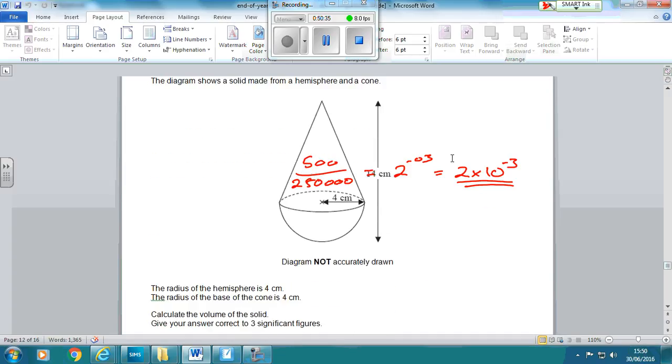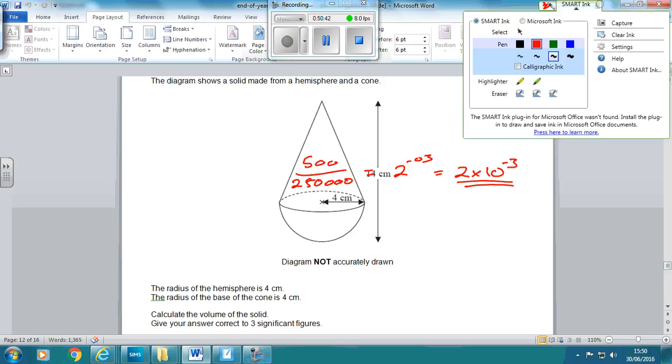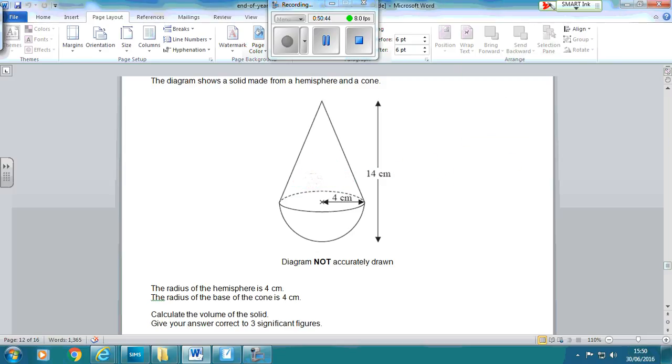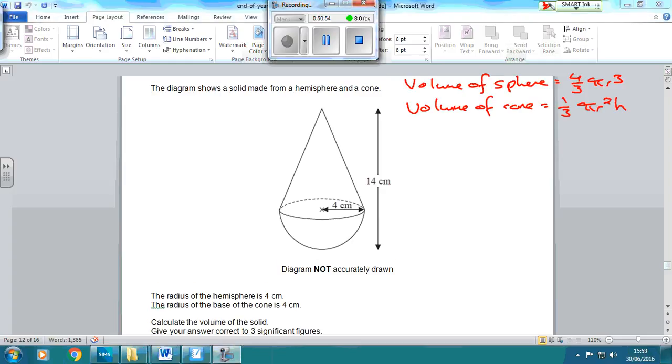Okay, so this one, the diagram shows a solid made from a hemisphere and a cone. Now what you've got to do for this one is you've got to have a look back at the page which is given to you in your exam, and what I'll do is I'll see if I can get that page up. So if I pause the video briefly. No, I couldn't get it up on screen, but what you've got are 4/3 pi r cubed for the volume of a sphere, and the volume of a cone is 1/3 pi r squared h.